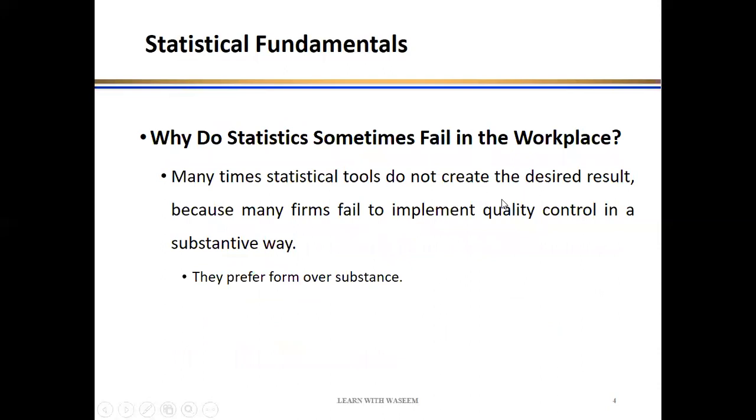Okay, after that, we can have another question. And the question is, why do statistics sometimes fail in the workplace? Before beginning a discussion of statistical quality improvement, we must remember that many times statistical tools do not achieve the desired results. Why is this so? Many firms fail to implement quality control in a substantive way. That is, they prefer form over substance. We actually provide several reasons as a guide. So you can use this guide to assess whether you or your organization will be successful in using statistics to improve. Some of the reasons for failure of statistical tools include the following.